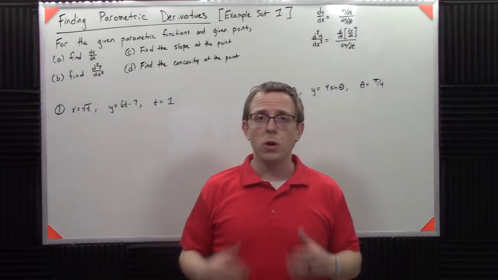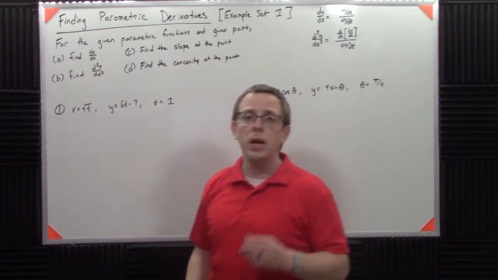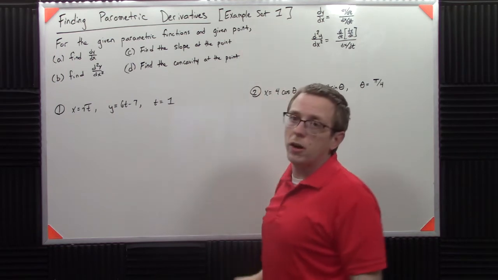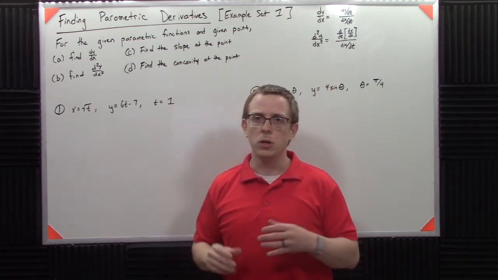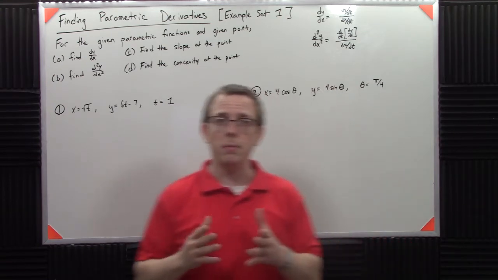For this set of problems, we're going to do a little more. In previous problems, we just found dy dx, but now we're going to find the second derivative, and we're also going to find the slope and the concavity at the selected value of the parameter. So we're going to be doing a few more things, but ultimately we're doing the same basic idea.